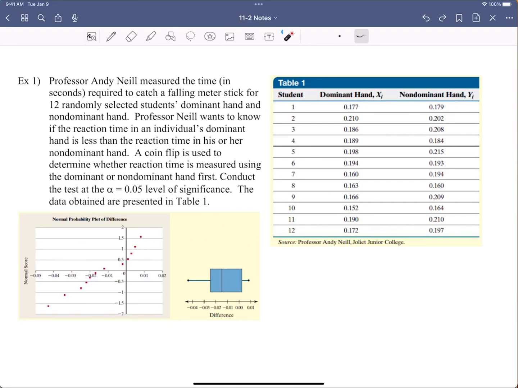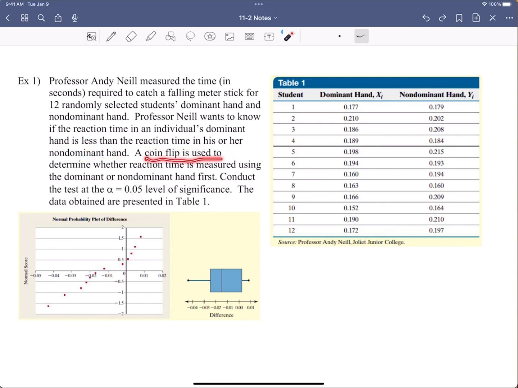Okay, let's get an example with these matched pairs. Professor Andy Neal measured the time in seconds required to catch a falling meter stick for 12 randomly selected students' dominant and non-dominant hand. Professor Neal wants to know if the reaction time in an individual's dominant hand is less than the reaction time in his or her non-dominant hand.